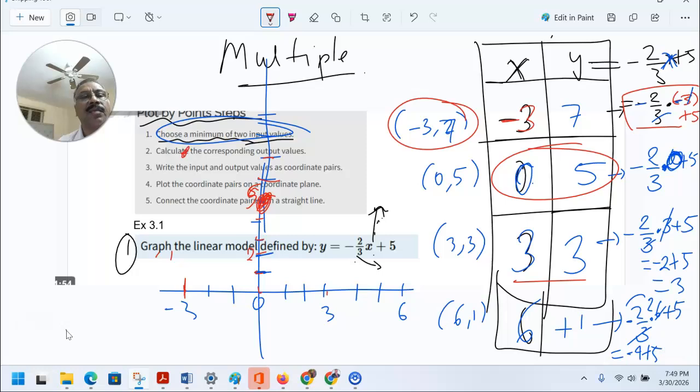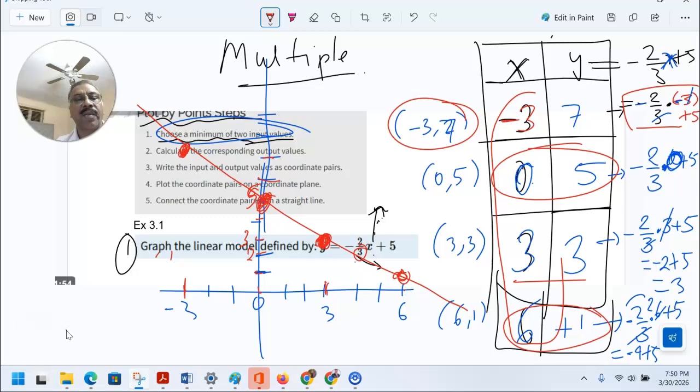So somewhere here. 3 is 3. So if this is 3 and this is 3, then 3 is 3. And 6 is 1. And you can see you get a nice line that can be graphed. I hope I'm making sense. So all you do is, because there was a denominator 3, we use these numbers.